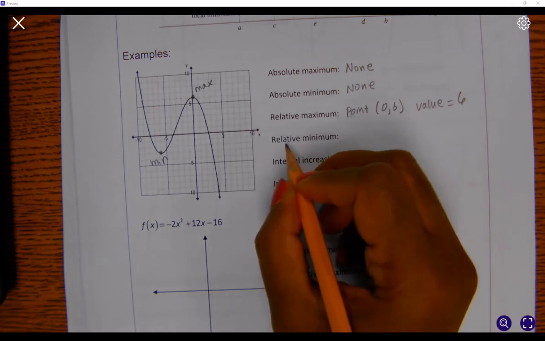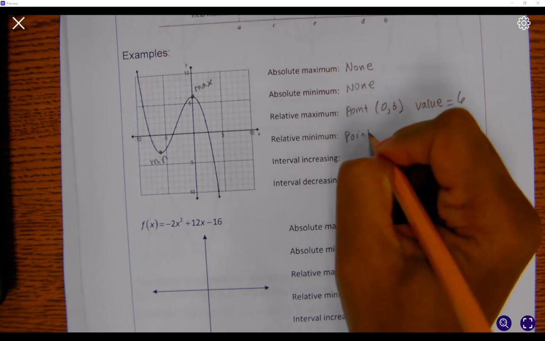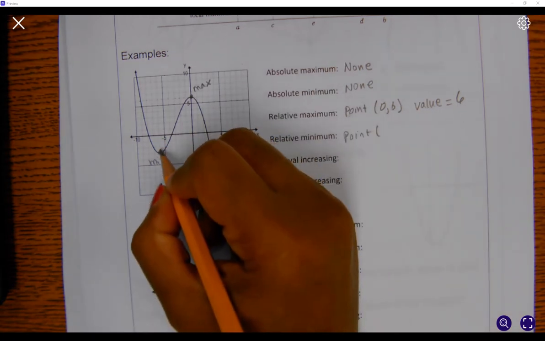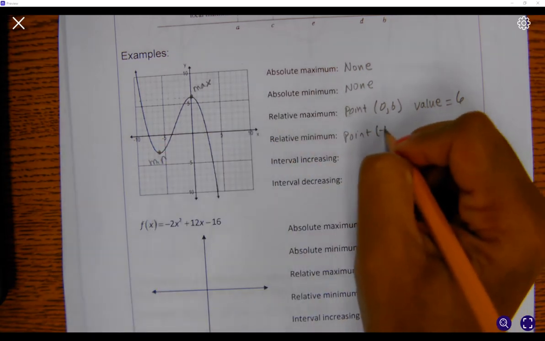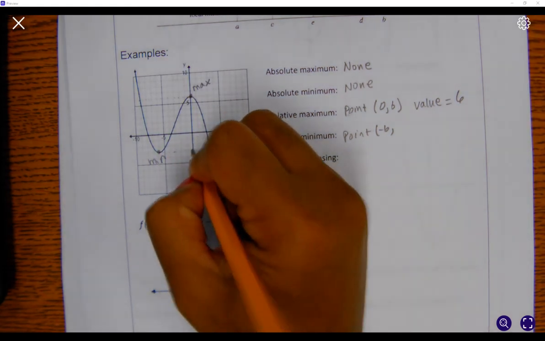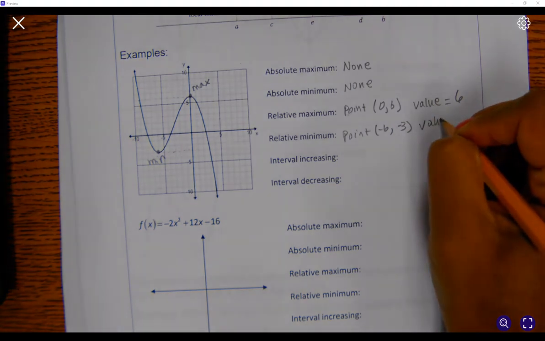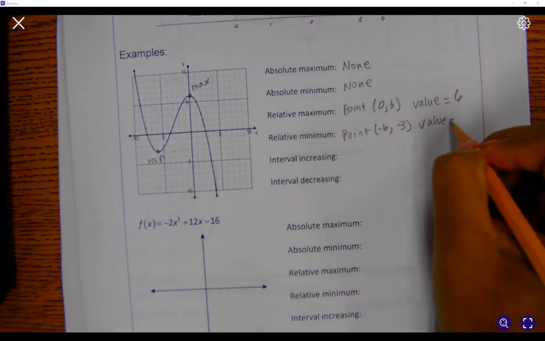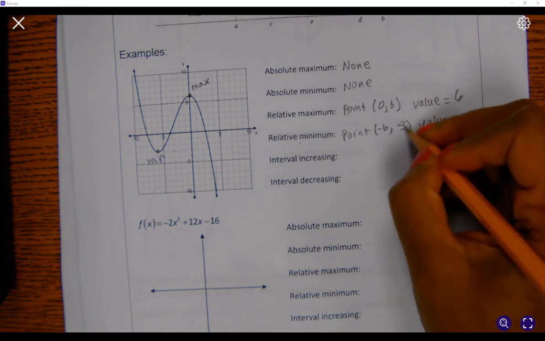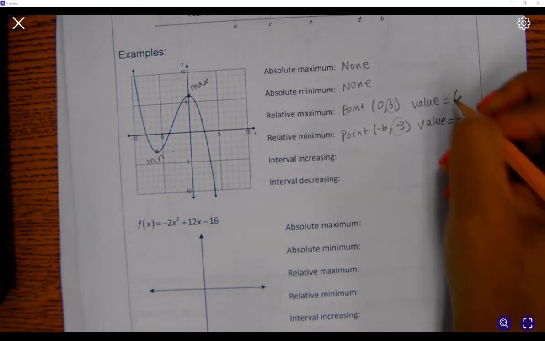Relative minimum, local, so it's right here. So it's at point x equals -6, and then y is at -3. And then the minimum value is the y coordinate, which is -3.